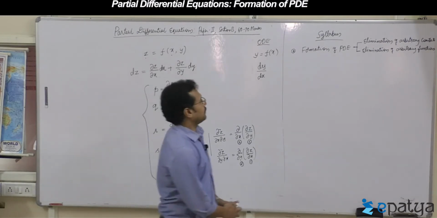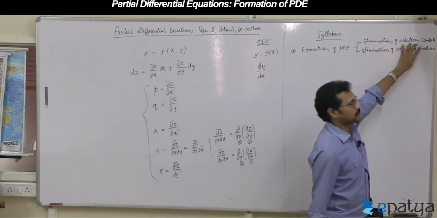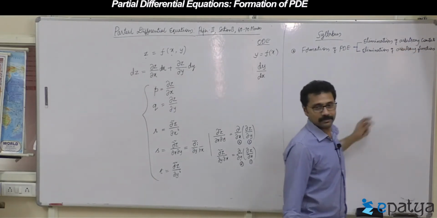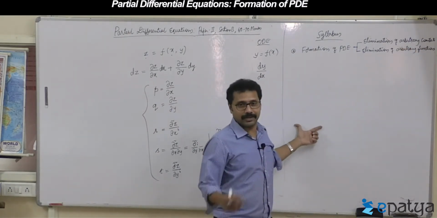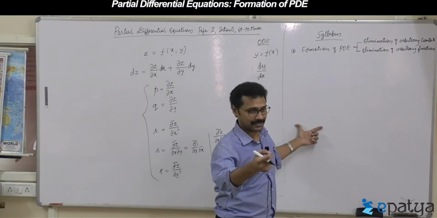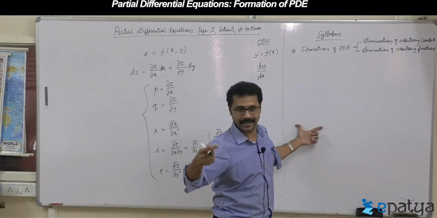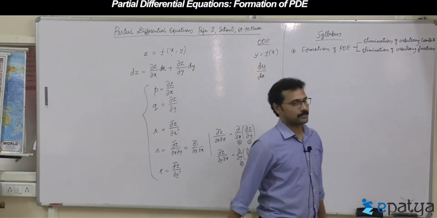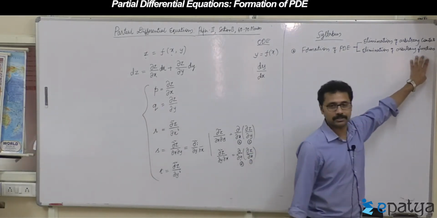Okay, now I was discussing arbitrary constants and arbitrary functions. When I say arbitrary constant, if you see that ellipsoid, I have A, B, C as arbitrary constants. You can easily see that A, B, C are arbitrary constants. In partial differential equations, we will have something called arbitrary functions also.